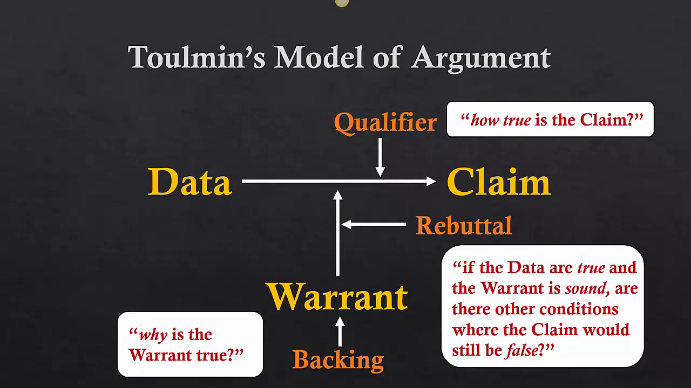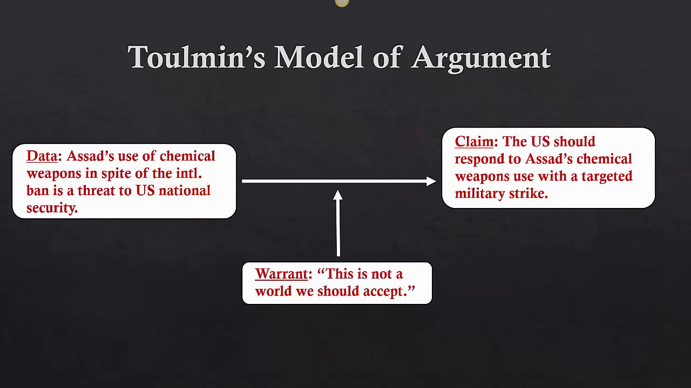Okay, so enough abstract generalities. Let's get back to President Obama's speech and see how he folds these pieces into his particular argument. Okay, so here's the core of our argument that we analyzed last time. We've got our claim: the U.S. should respond to Assad's chemical weapons use with a targeted military strike. The data: Assad's use of chemical weapons, in spite of the international ban, is a threat to U.S. national security. And the warrant that connects both of these together is this is not a world that we should accept. So where do the other pieces fall into place?